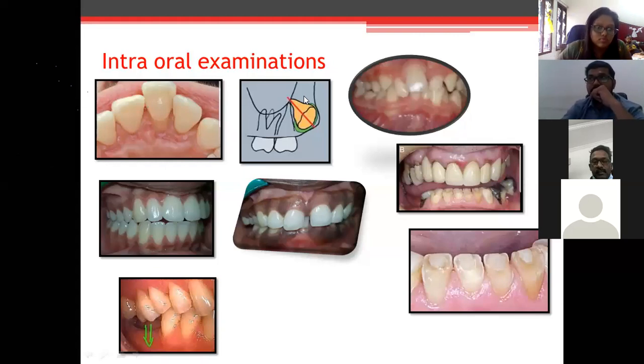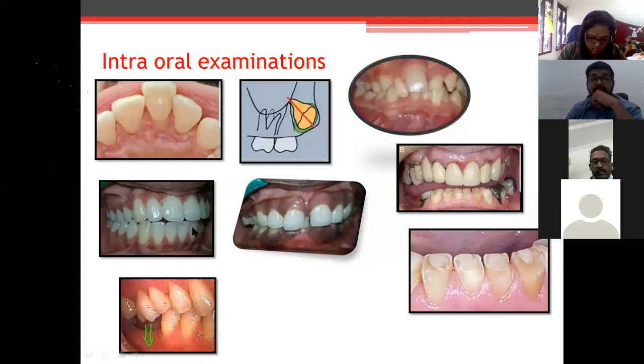Suppose the patient comes to you with a normal occlusion and some acute pain in the temporomandibular joint region. First we have to evaluate: is there any buccally placed upper third molar? If you remove the buccally placed upper third molar, immediately the pain will resolve. Don't go for occlusal correction or splint therapy, because even if you do splint therapy, the pain will never regress, as it is because of the third molar problem. So you have to remove the third molar.